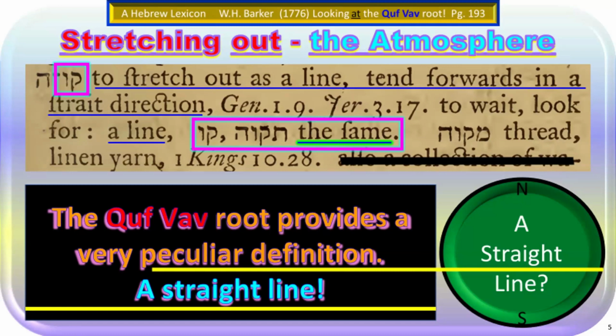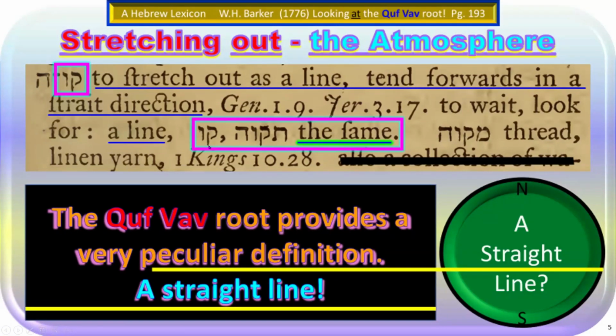So that word is stretch. To stretch out as a line. Send forwards in a straight direction. Note these words. These are vital, very, very important. And he references Genesis 1:9, Jeremiah 3:17, and more definitions: to wait, to look for, and other places other definitions have anticipation, to look for, in expectation. Then the next underline, it has a line, simple as that.